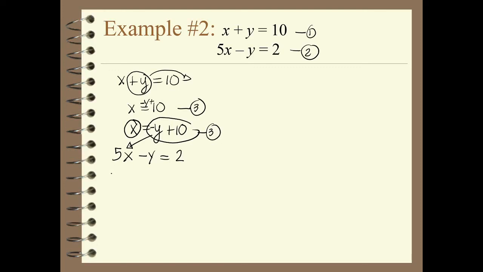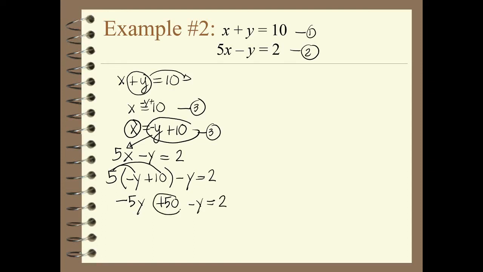Is this clear, section Ruby? So we now have 5 times negative y plus 10, that's minus y, is equal to 2. Or distribute this. This is negative 5y plus 50 minus y equals 2. So I'm going to be having to transpose this.